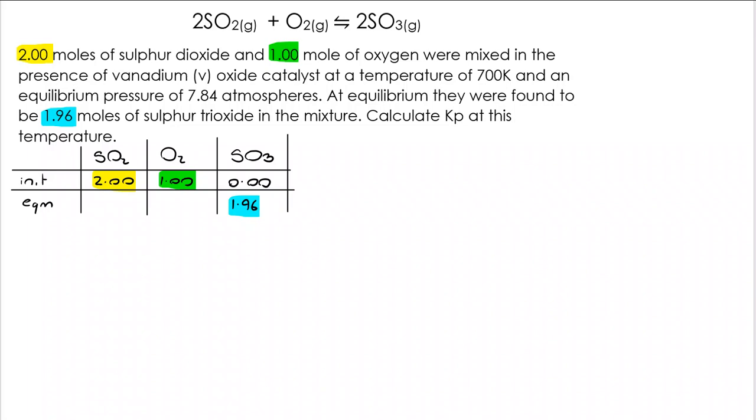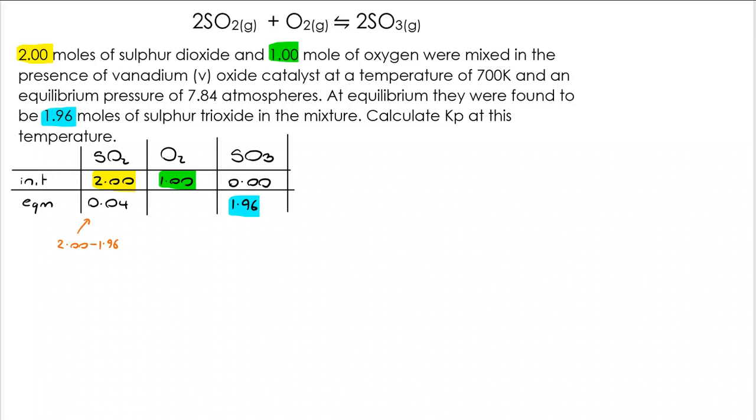Now from here I need to work out my equilibrium moles of SO2. Let's deal with the SO2-SO3 mole ratio. First of all, it's 2 to 2. 2 moles of SO2 makes 2 moles of SO3. That means that if I want to make 1.96 moles of SO3, I needed 1.96 moles of SO2. So my equilibrium moles is 2 take away that 1.96 and I get 0.04.